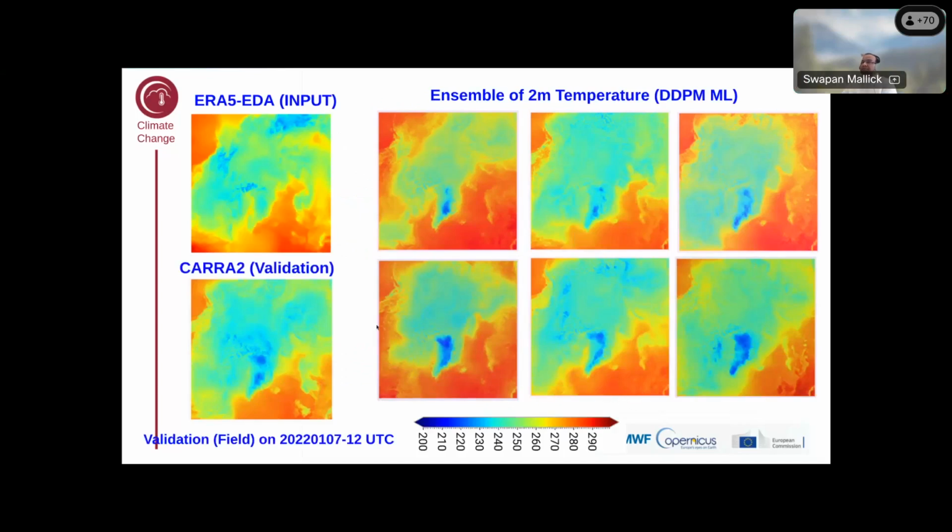This is another example for this 2-meter temperature calculation. ERA5 EDA is the input, and CARRA2 is the validation, showing how the diffusion model generates the field. Here we can see that it's very similar over the region. Although some biases are there, since in this model we didn't use any observation. It's directly from the ERA5 EDA, so we can expect some kind of systematic bias. But the ensemble member shows a very promising result.